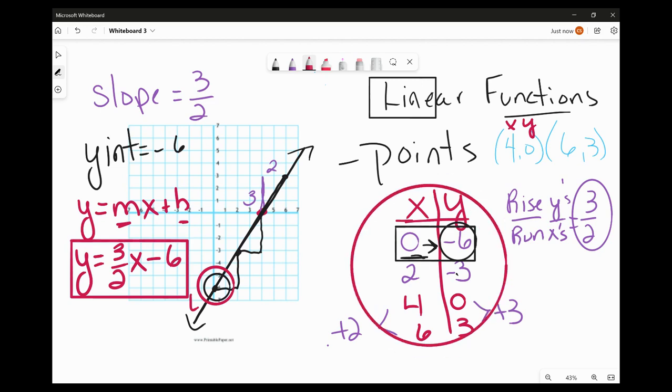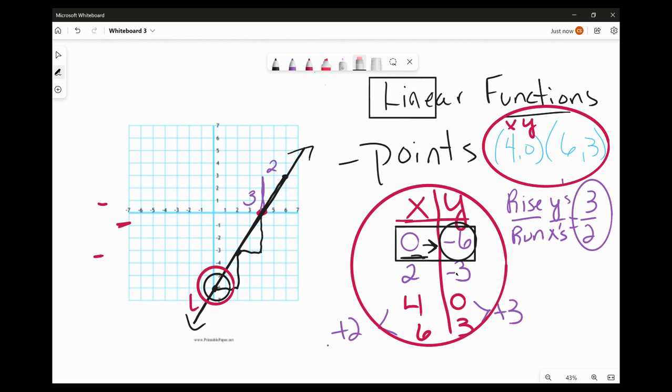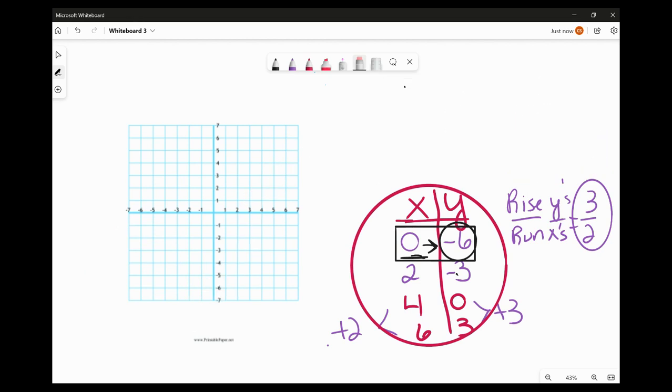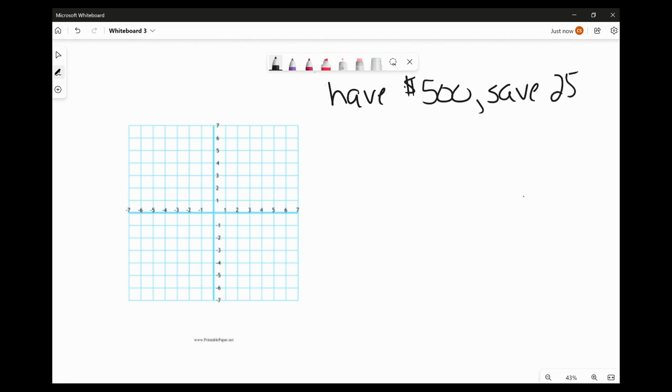So we have the table, we have the points, we have the equation, and I'm just going to talk about a word problem here. So let's say I have $500 in the bank, and I want to save $25 each week. I'm sorry, I have $500 in the bank, and I save $25 each week.